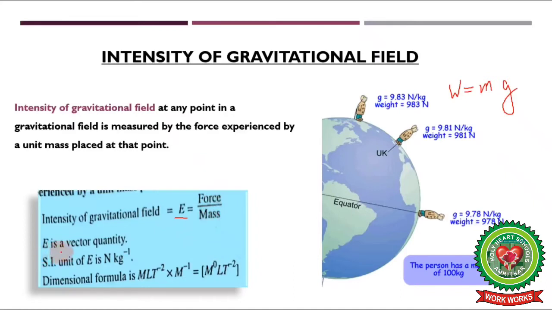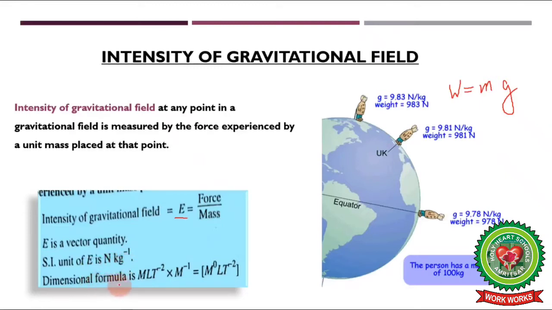Intensity of gravitational field E is a vector quantity, meaning it has both magnitude as well as direction. The SI unit of E is Newton per kilogram. You can see here the SI unit of force is Newton, and it is divided by mass, whose SI unit is kilogram. So the SI unit of E is Newton per kilogram.